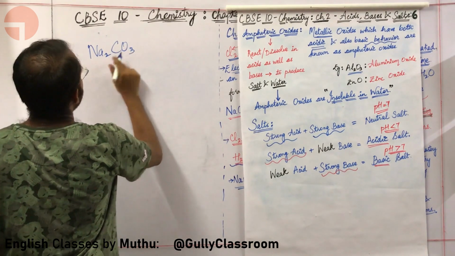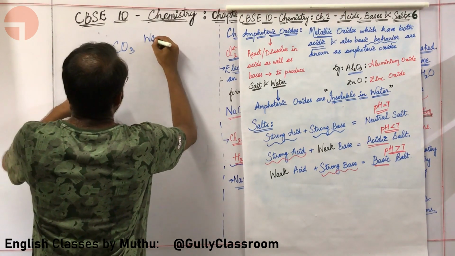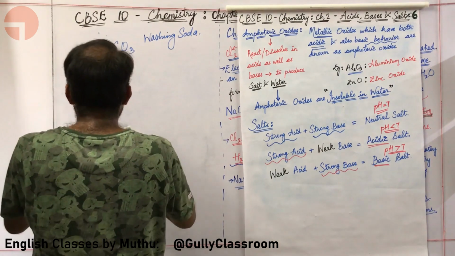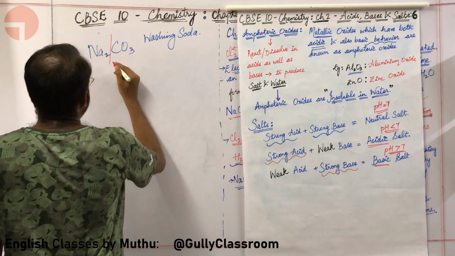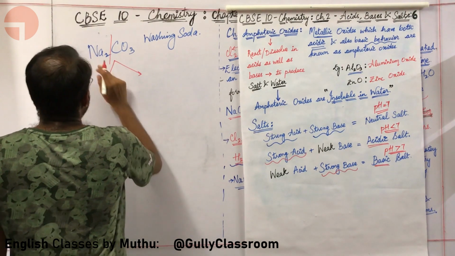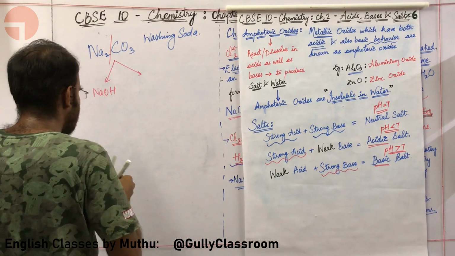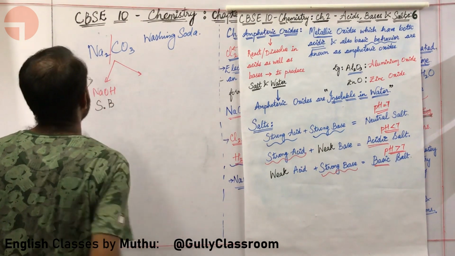Let us say Na2CO3, sodium carbonate. What is the common name for sodium carbonate? The common name for sodium carbonate is washing soda. What is this made up of? Break it into the ions. Here, Na is from NaOH. NaOH is a strong base.